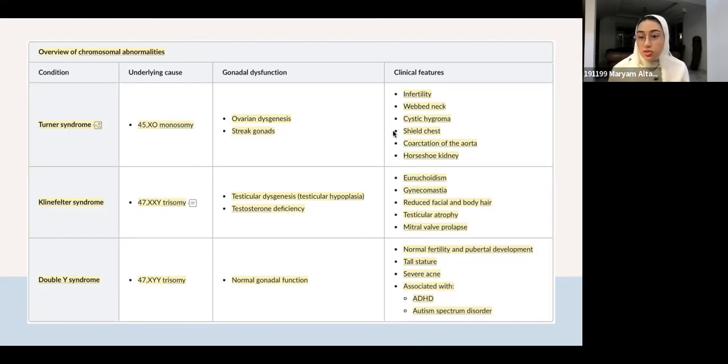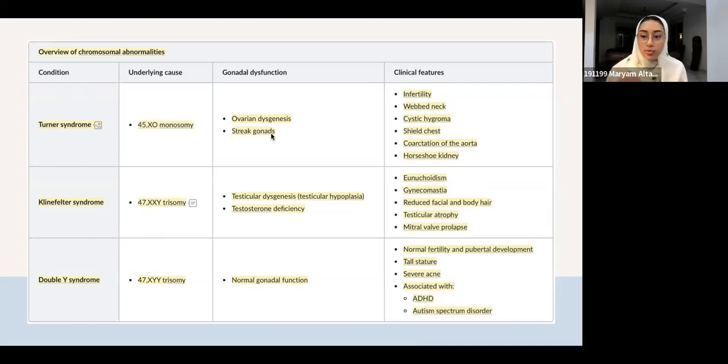And you notice these features in your physical examination. So the patient had a webbed neck, shield chest. They might describe widely spaced nipples, and an issue with, for example, a murmur due to coarctation of the aorta. So all of these features are features of Turner syndrome. And the reason they don't have their period and don't develop properly is because of ovarian dysgenesis and streak gonads.